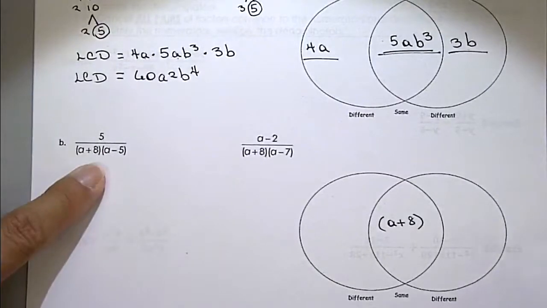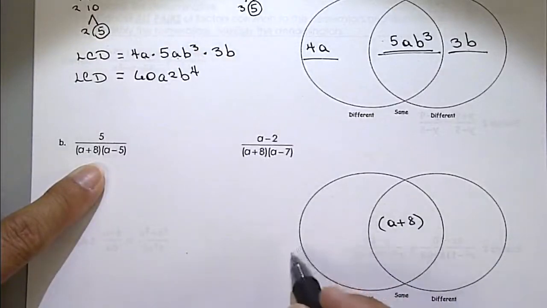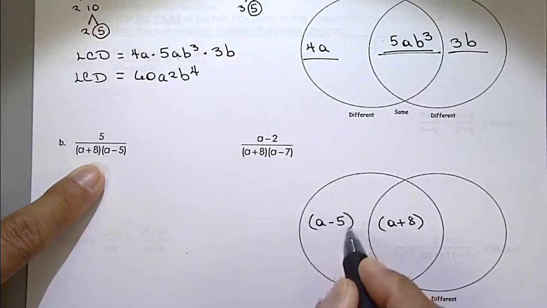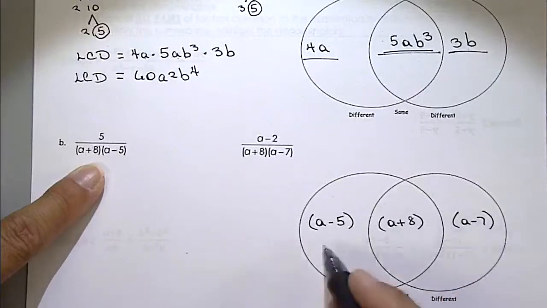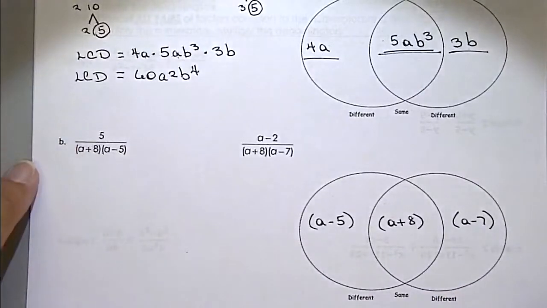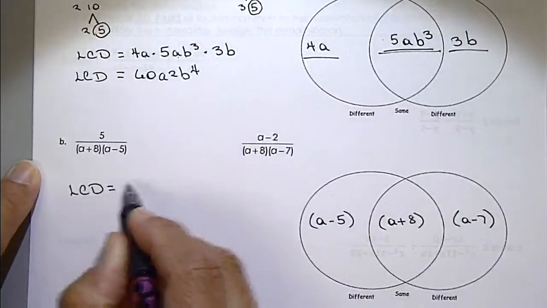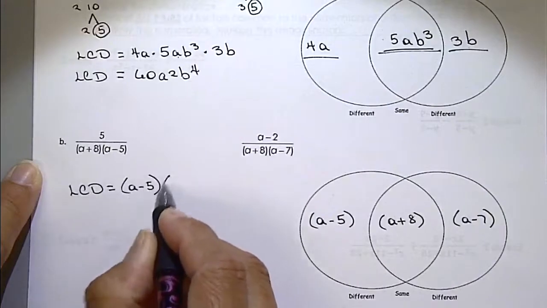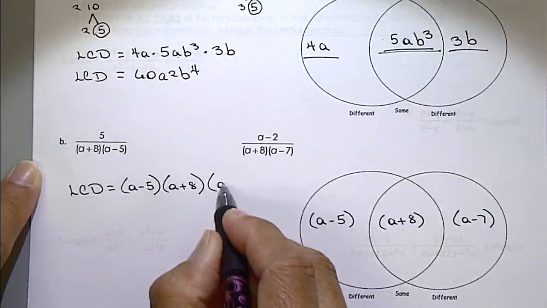Next, over here on the left, what do I have that's not in the center? What's different? Well, there's an A minus 5 that's been multiplied, and over here on the right, I have an A minus 7. Now, how am I going to get my least common denominator? I'm going to multiply those three things together. My least common denominator for this one is A minus 5 times A plus 8 times A minus 7.